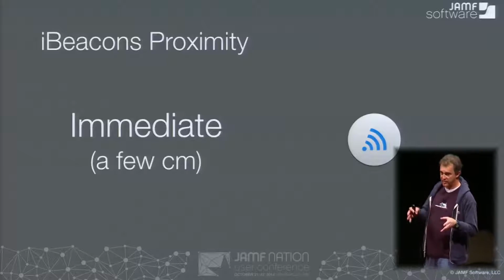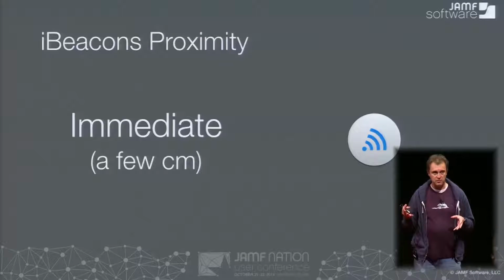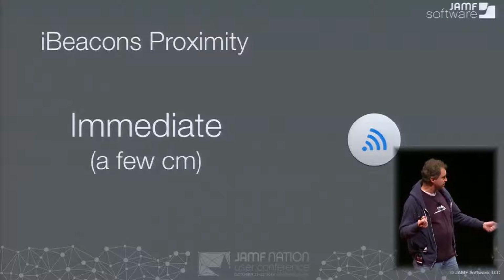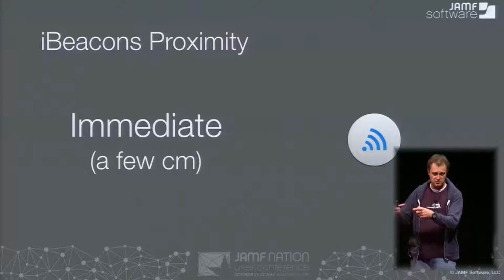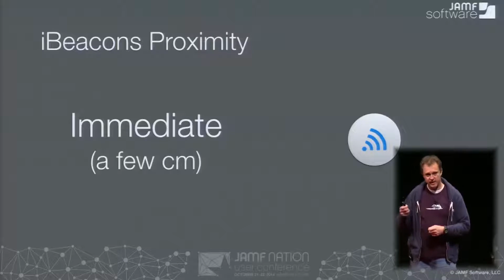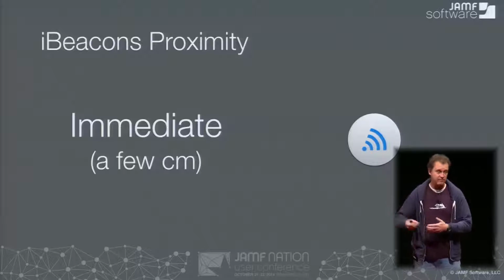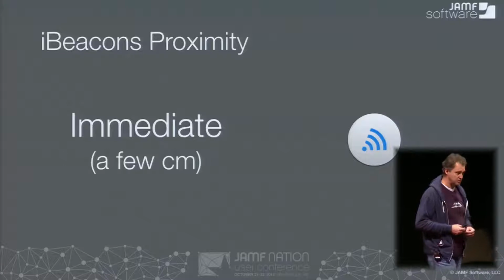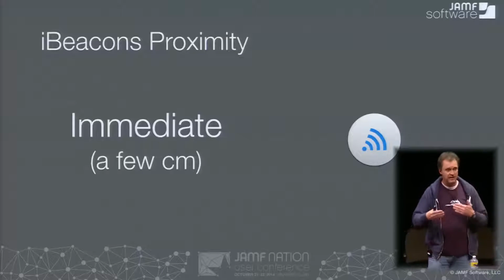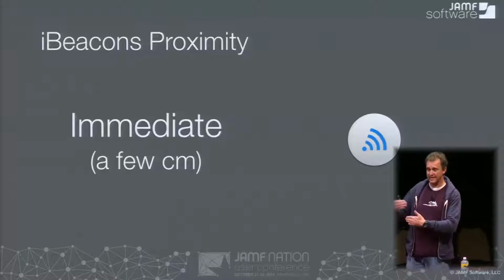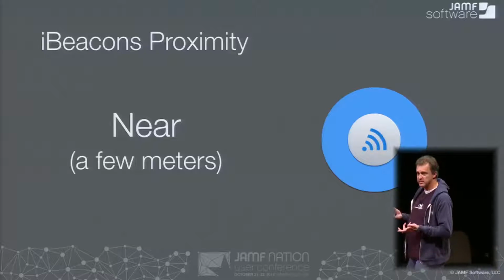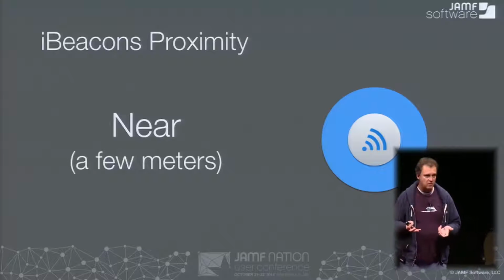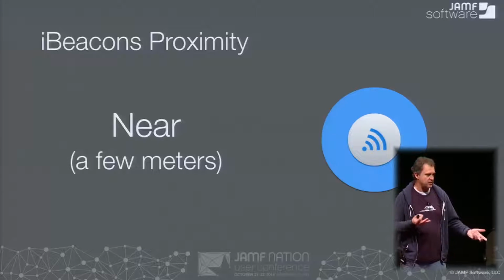So hypothetically, if there was a payment system that used a mobile device and some kind of payment terminal, and you needed to put your phone near it, that might use an iBeacon sort of technology to determine that something was in immediate proximity, that is, a few centimeters. Next, there's near. This is a few meters away. So what might something that uses this look like?